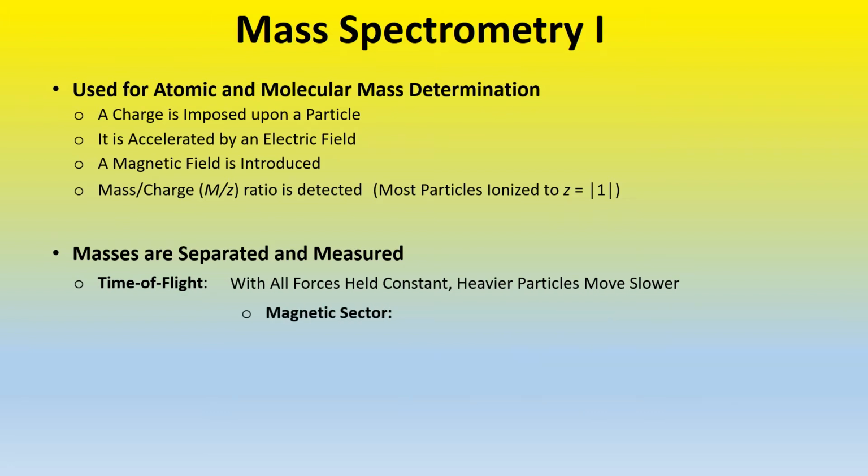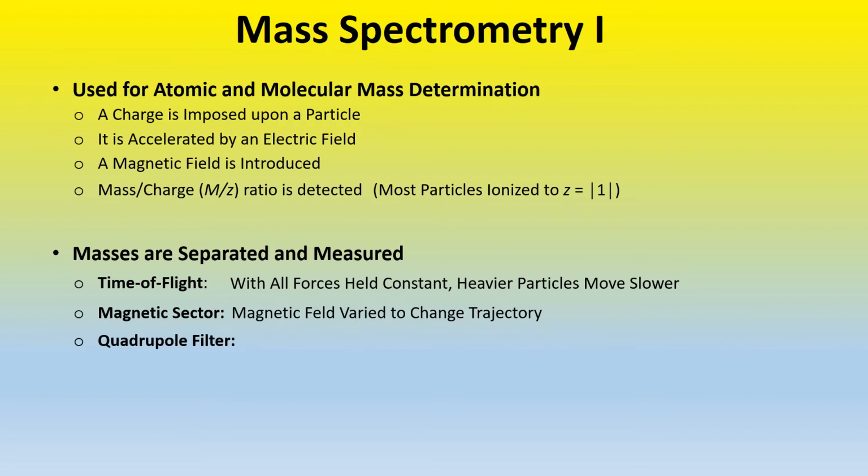A second method is called the magnetic sector method. In this case, the magnetic field is varied in order to change the trajectory of a particle, so at any given time, at any given field, a particle of a particular m/z ratio reaches the detector. Thirdly, you could also have what is called a quadrupole filter. In this case, similar to the magnetic sector, the electric field is what is varied. Again, changing the trajectory and changing the time to the detector.